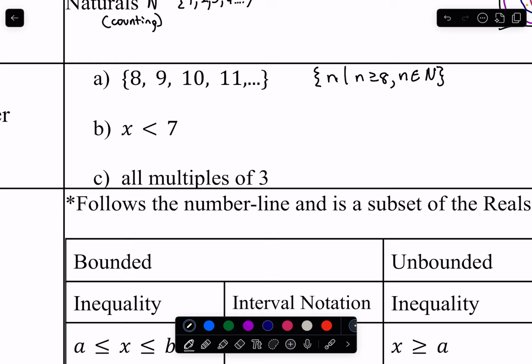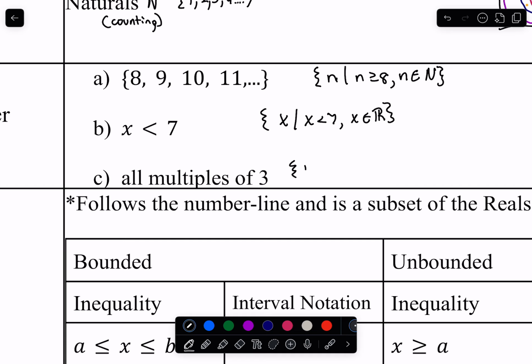Now what's great about B is we already have the rule, so we want x's, that's our variable, such that x is less than 7. And you don't really have to specify when it's a subset of the real numbers, because we're assuming it's every number less than 7, but you could say x is an element of the real numbers, if you really wanted to be specific.